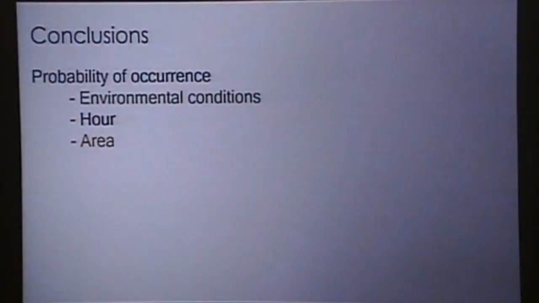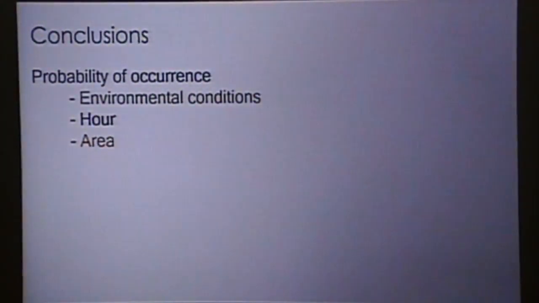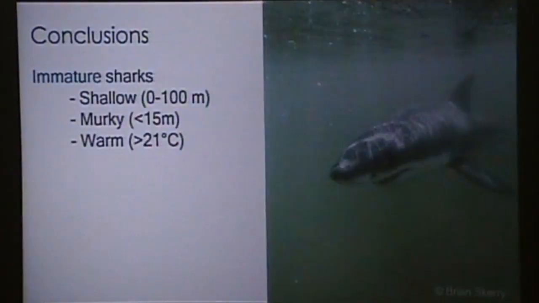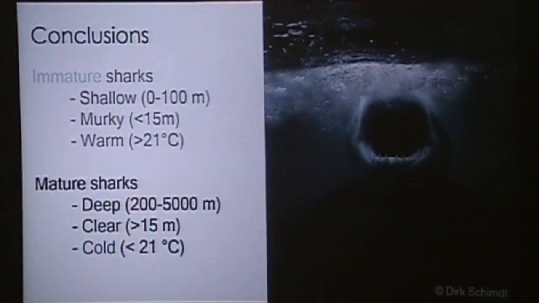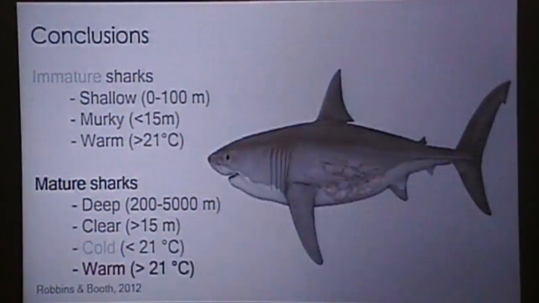We don't know exactly what happened with this group, but in other species, like the scalloped hammerhead, an early sexual segregation of the sharks has been observed. So maybe these immature females are looking for different prey in order to get more nutrients. In conclusion, the probability of occurrence changes with environmental conditions, the hour and the area, and it's probable that a segregation by sex and age is occurring in Guadalupe. In general, immature sharks were present in shallow, murky, and warm waters, while the mature individuals were in deep, clear, and cold waters, related mainly to the predation of pinnipeds.